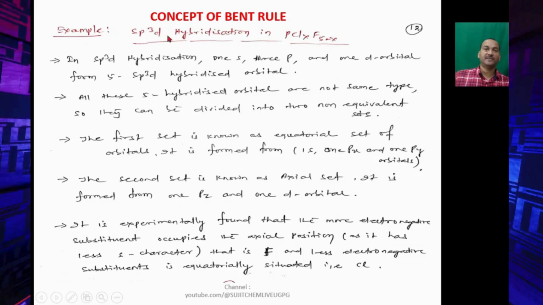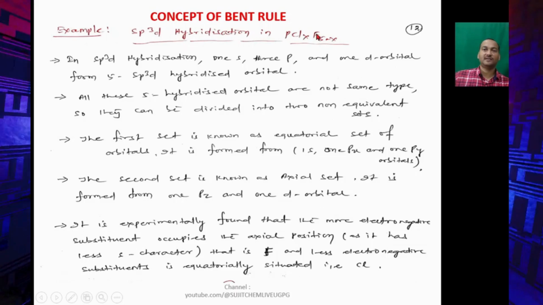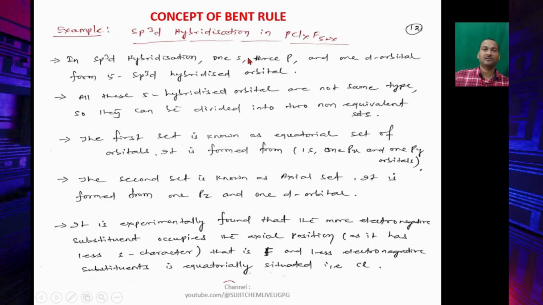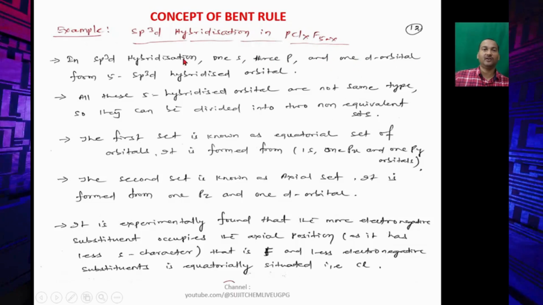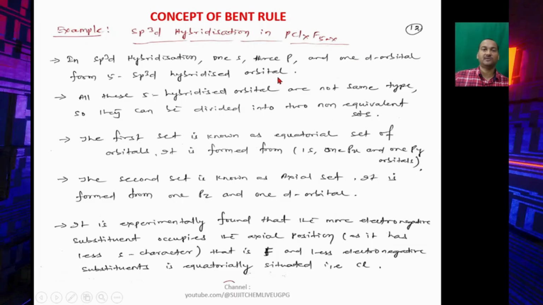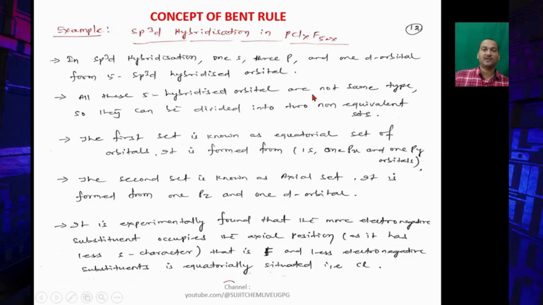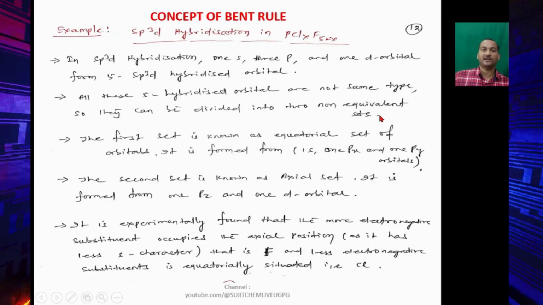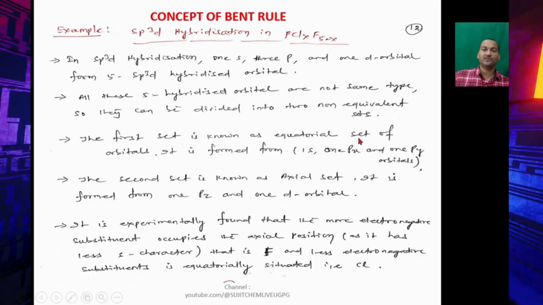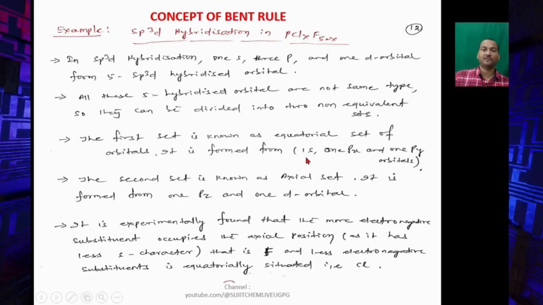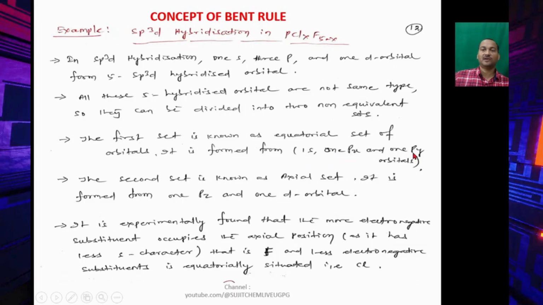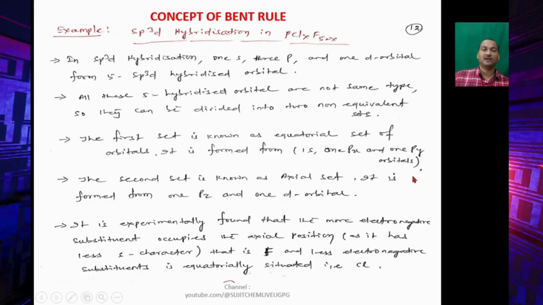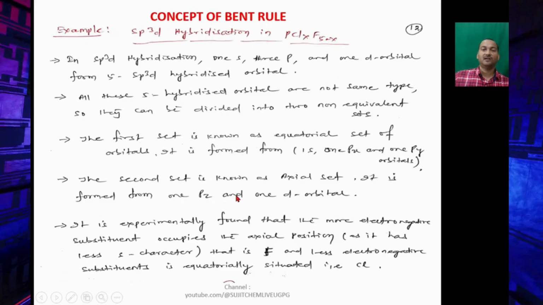So for example, the sp3d hybridization in PClxF5-x. In sp3d hybridization, one s orbital, three p orbitals and one d orbital form five sp3d hybridized orbitals. All these five hybridized orbitals are not of the same type. They can be divided into two non-equivalent sets. The first set is known as the equatorial set of orbitals, and it is formed from one s orbital, one px orbital and one py orbital. Similarly, the second set is known as the axial set, and it is formed from one pz orbital and one d orbital.